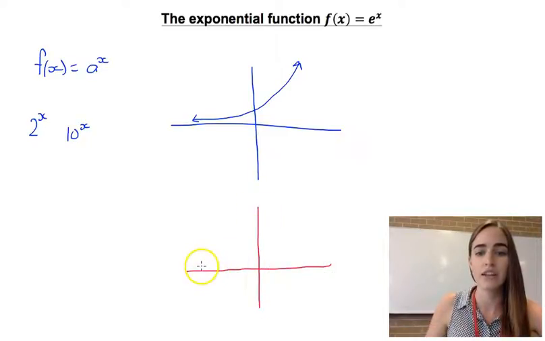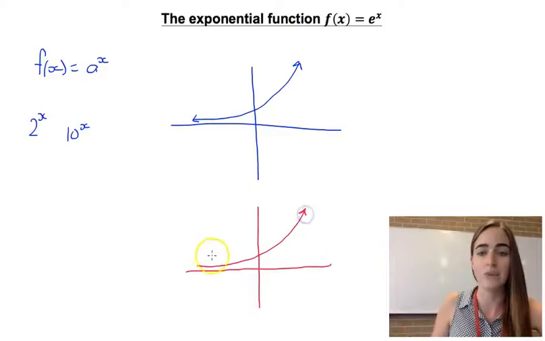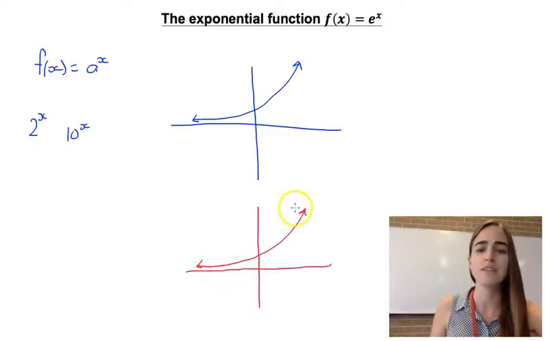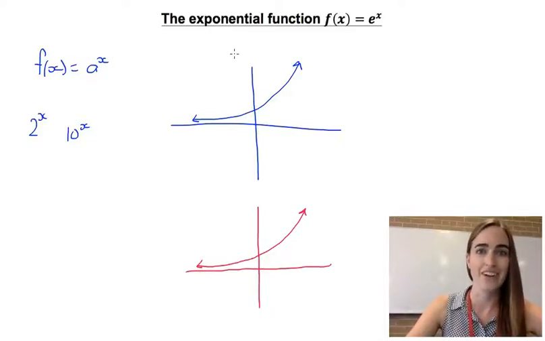Over here, the gradient is close to 0, but it's still positive. And as x increases, that gradient is increasing as well. So what we end up with is the gradient curve looking incredibly similar to our original function. Let's have a look at a few more accurate graphs.